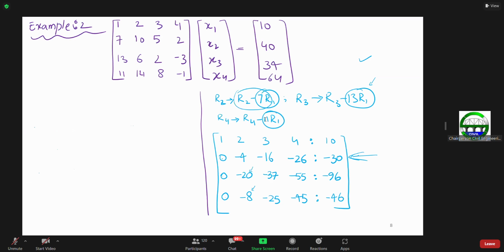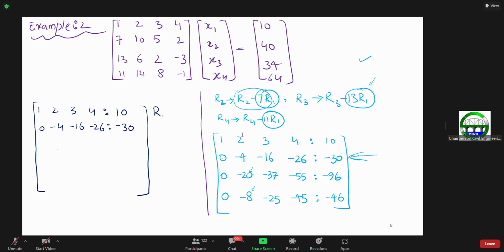Now can anyone tell me what the operation should be, because now this first row and second row will be the same. So I will write first and second row: 1, 2, 3, 4, 10, and then 0, minus 4, 16, minus 26, minus 30. This will be the same. Now the change will be in this row and in the next row.